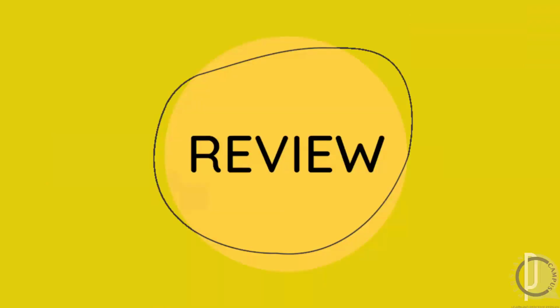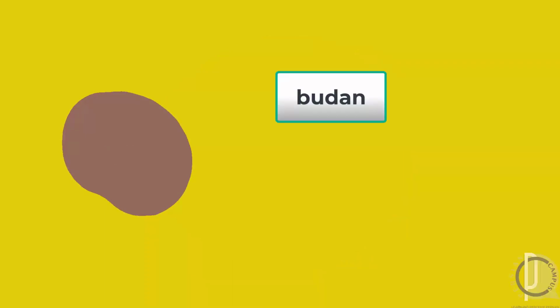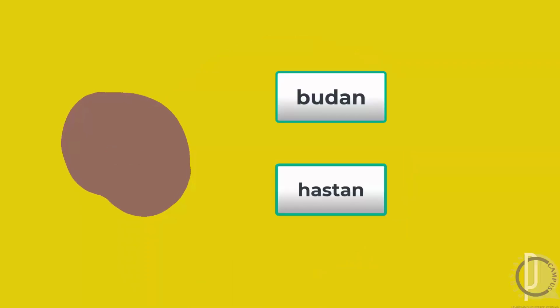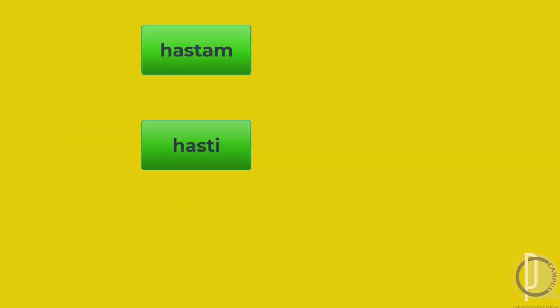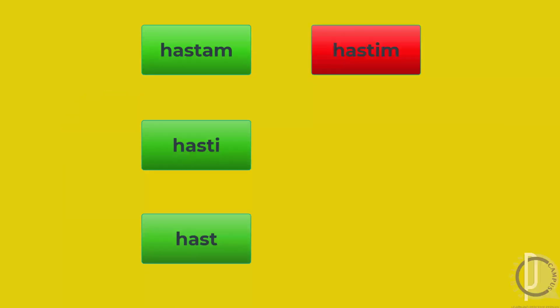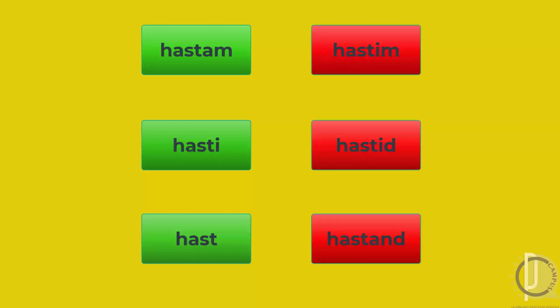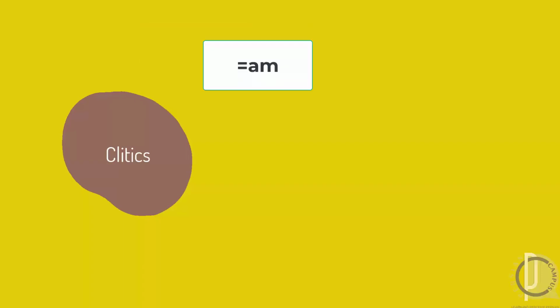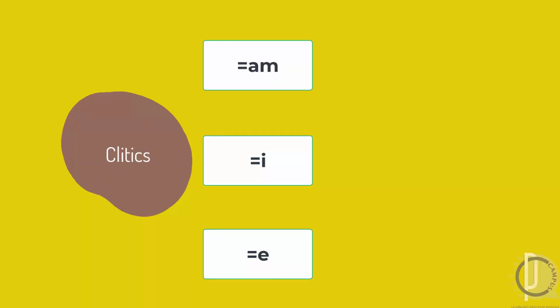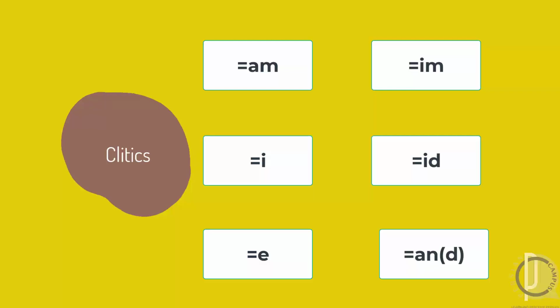Now let's have a look at the whole lesson. First, the to be verb from budan or hastan in present tense. Hastam, hasti, hast. Hastim, hastid, هستند. Now the clitics. Am, ای، ای. Im, ید, and.